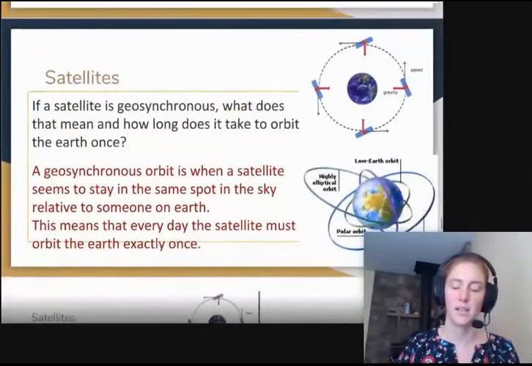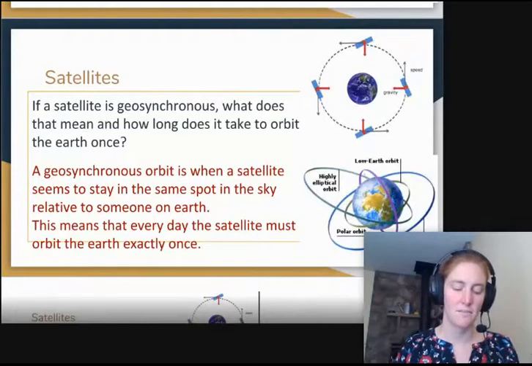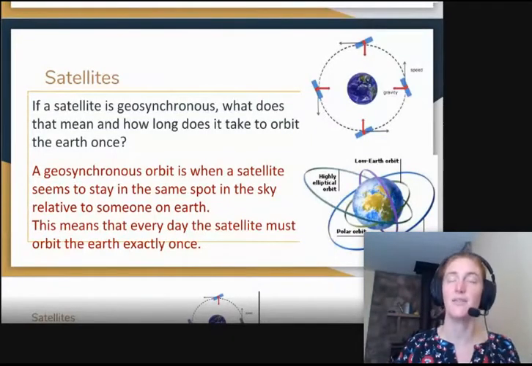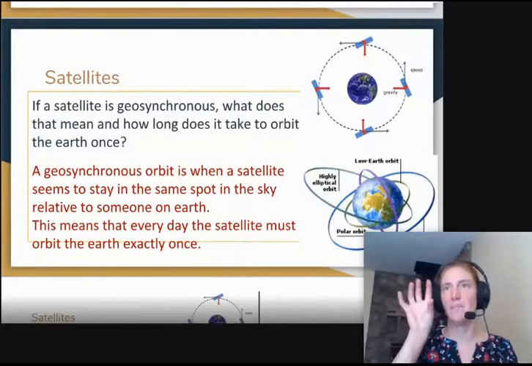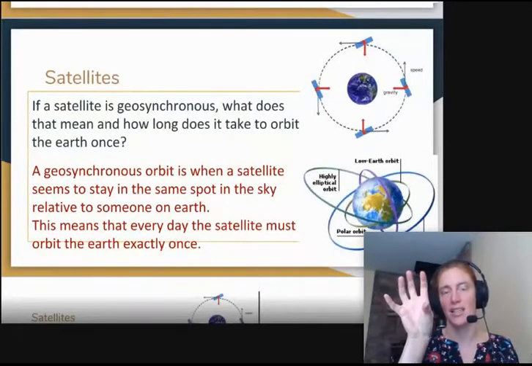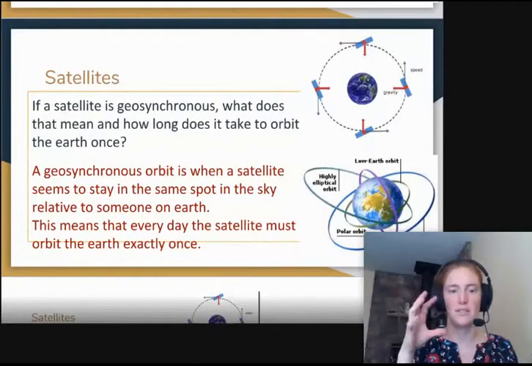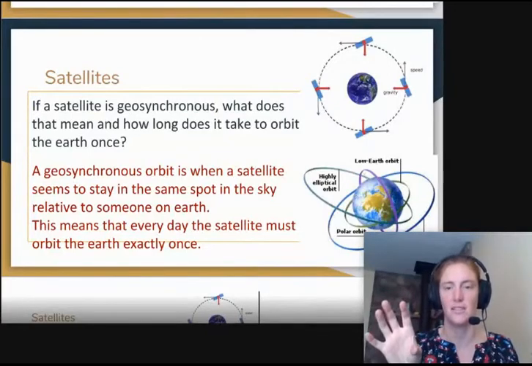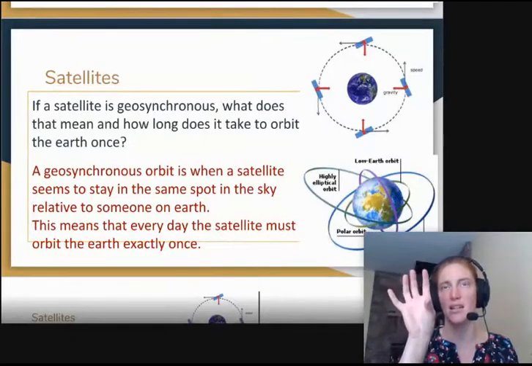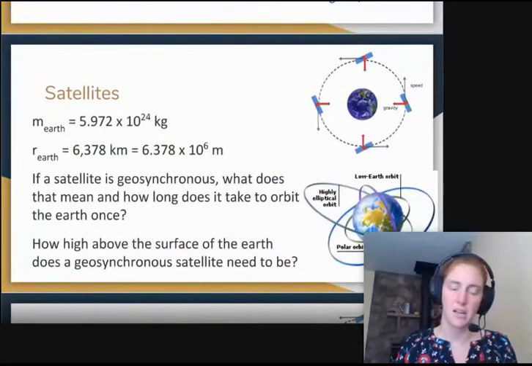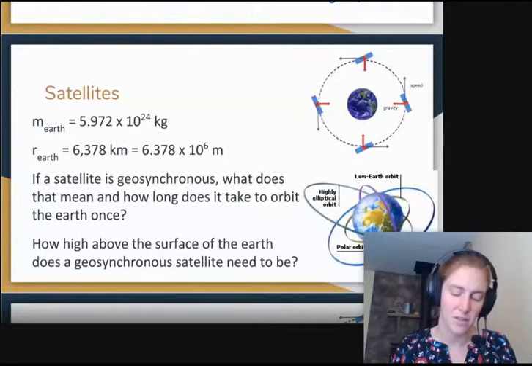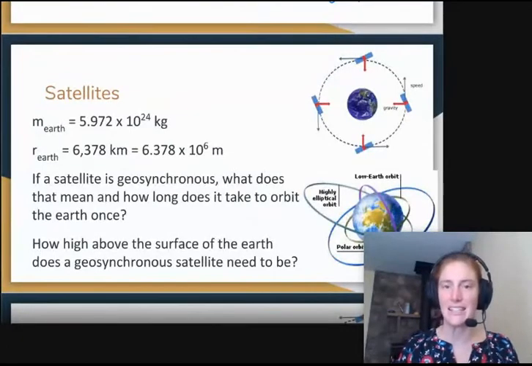A geosynchronous orbit is when a satellite seems to stay in the same spot in the sky relative to someone on Earth. This means that every day the satellite must orbit the Earth exactly once. This is really handy for satellite TV because with satellite TV, you want to take your satellite dish, aim it at one spot in the sky, and just leave it there. You don't want to have to turn it every couple of hours so that you can still get your TV station. You want to aim it at the satellite and not have it move. The second question is, how high above the surface of the Earth does a geosynchronous satellite need to be?